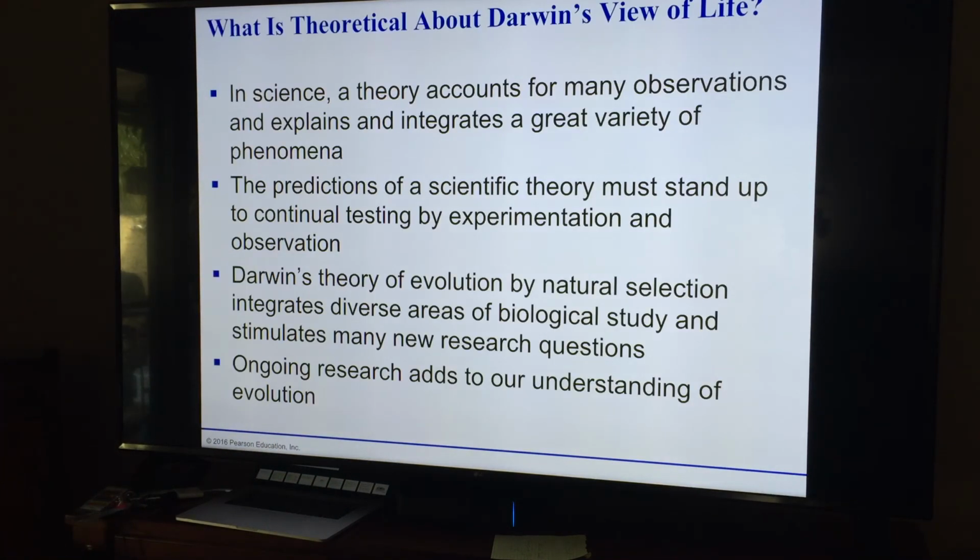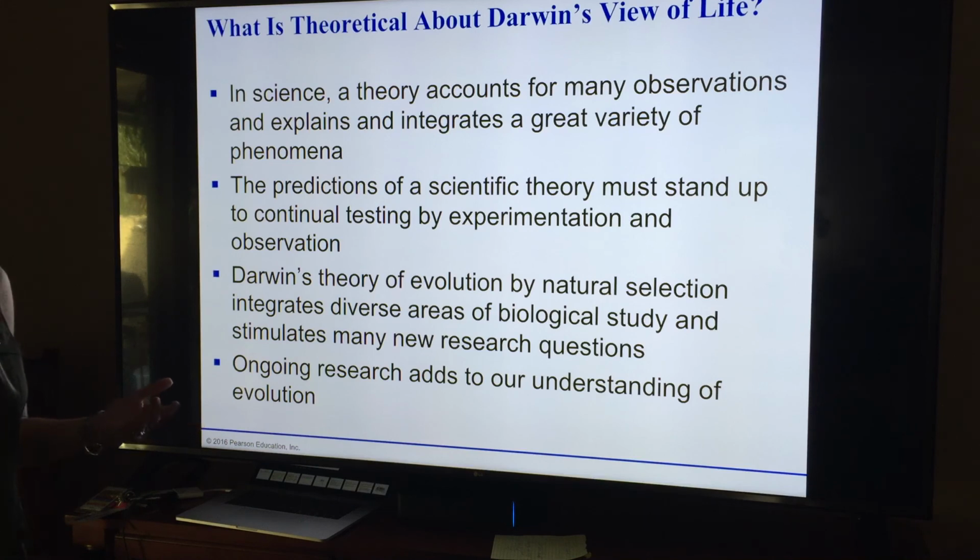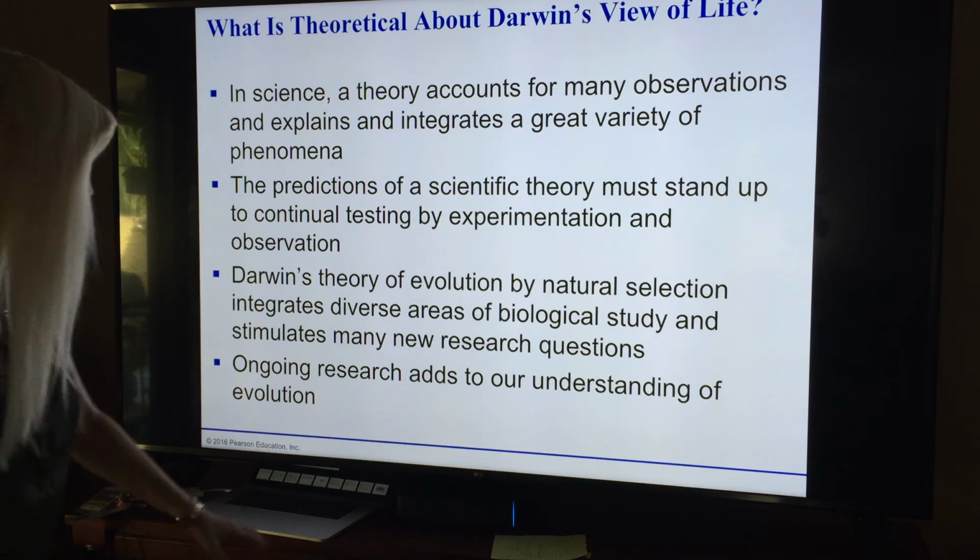So, in science, a theory accounts for many observations and integrates a variety of phenomena. So, Darwin's theory of evolution by natural selection integrates diverse areas of biological study and stimulates many new research questions, especially now that we can get a genetic analysis of every organism. And it doesn't take years like the human genome project did. It can be done in, I think, a matter of days at this point with big, huge computers.